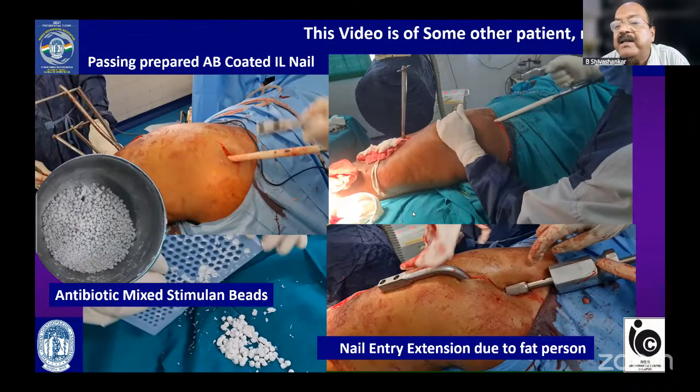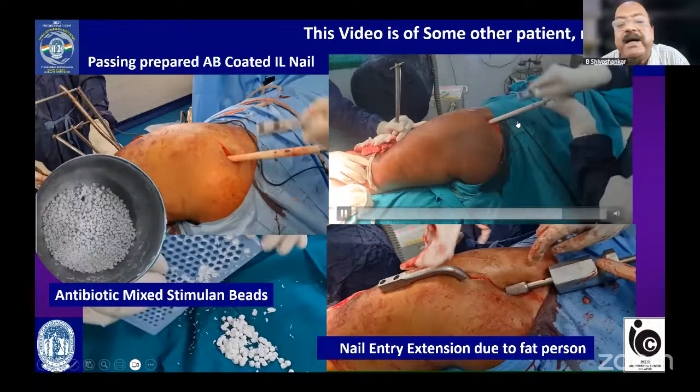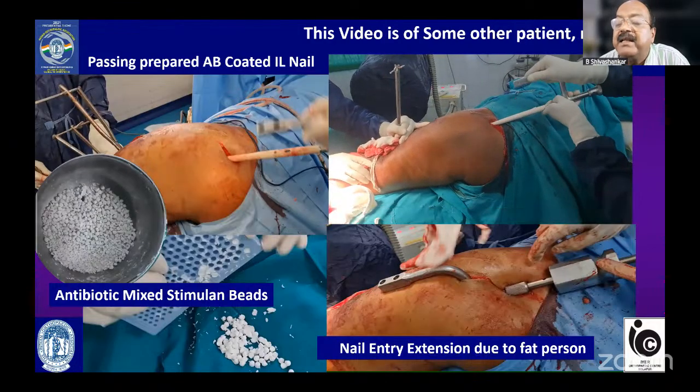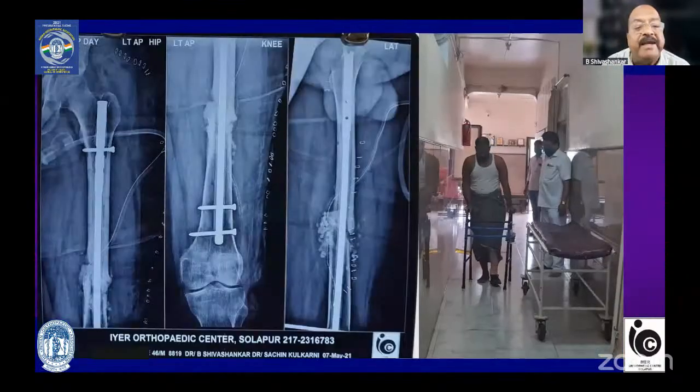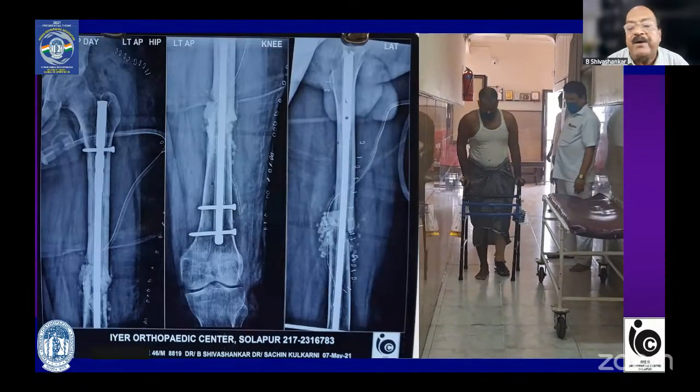See, I am rotating this. In spite of that, debonding doesn't happen. The reason is the good machine which knurls the surface of the nail so that cement gets fixed to the nail very well. So coming back to this patient.